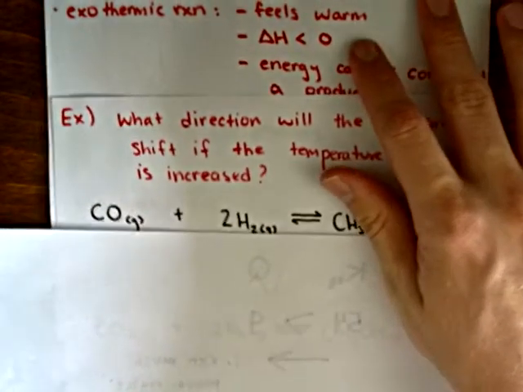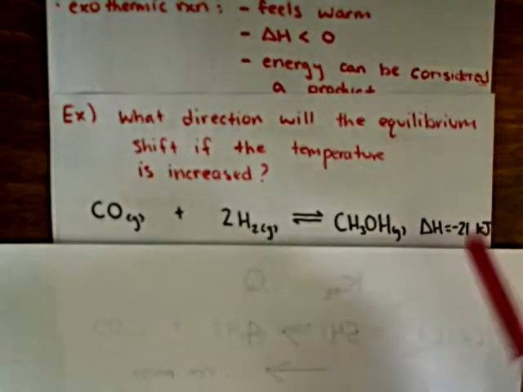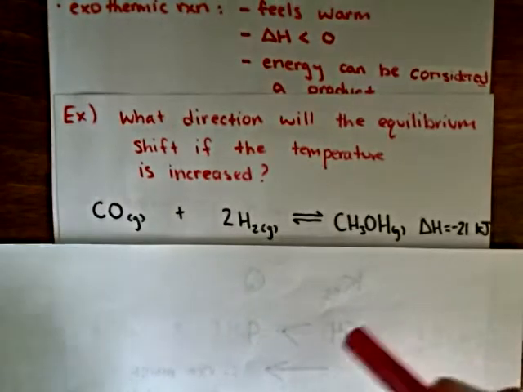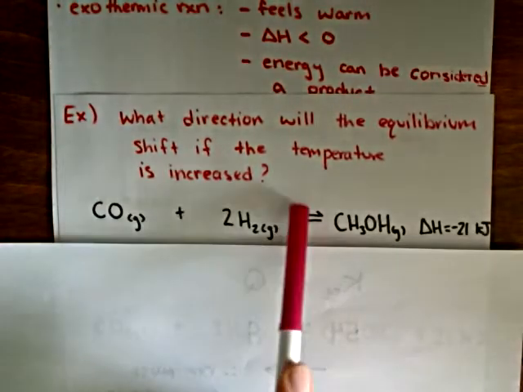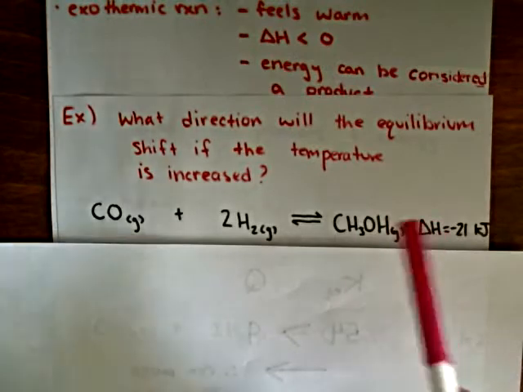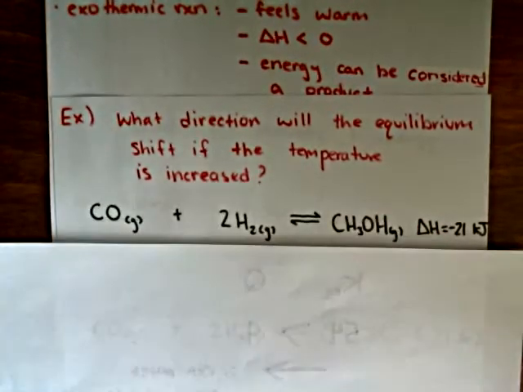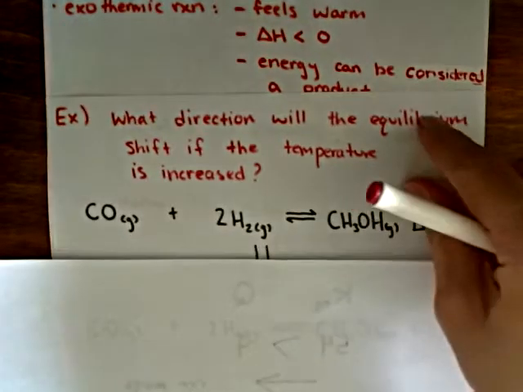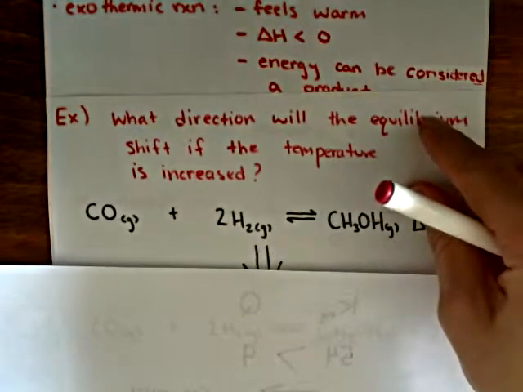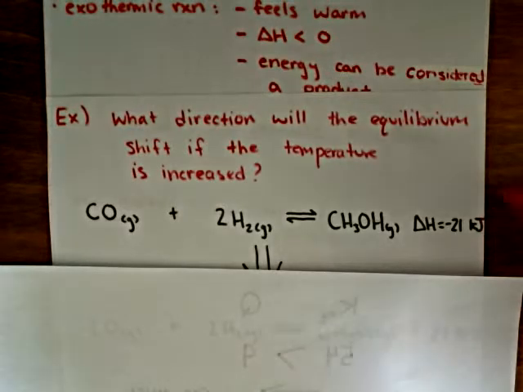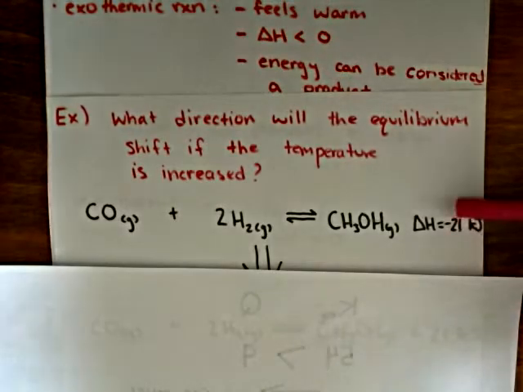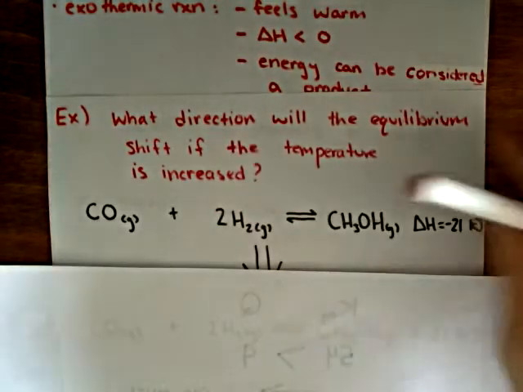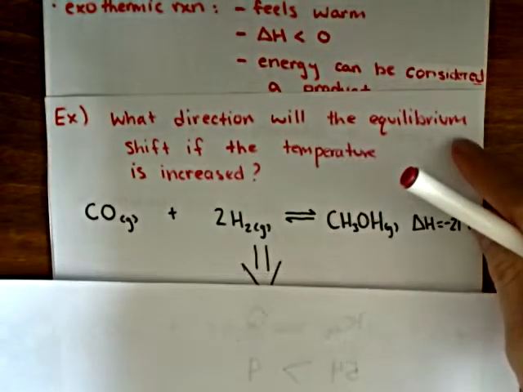So we're given this equilibrium reaction. We have a delta H value of negative 21 kilojoules. So it's an exothermic reaction, and we're told that the temperature is increased. So we're warming this reaction. So if we want to use this trick, we have to include the energy as a term in the equation. So we can rewrite this equation like this.